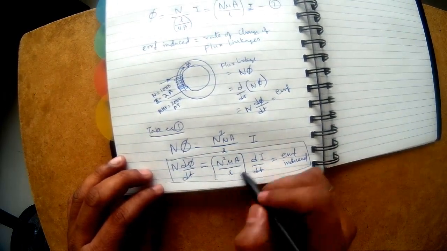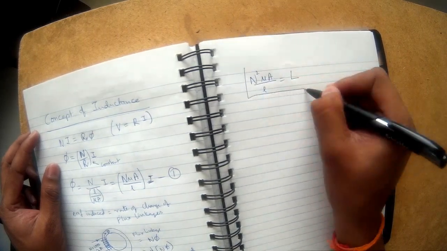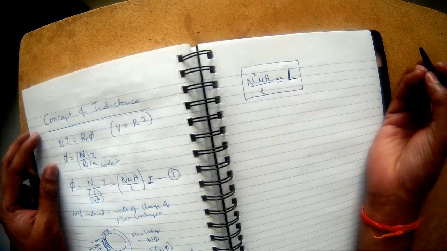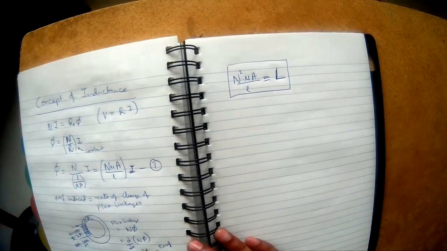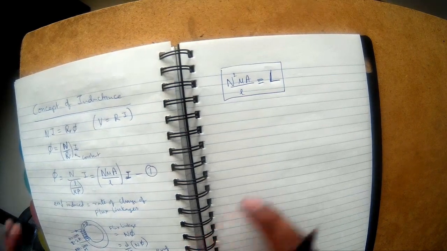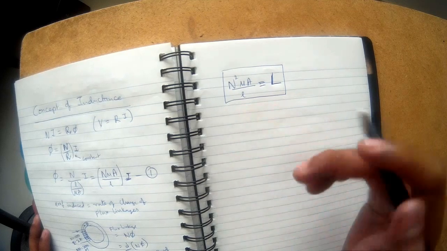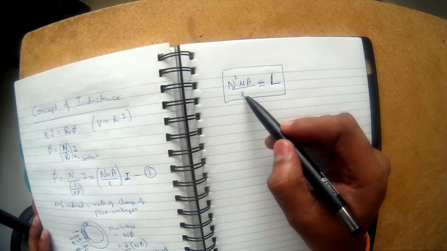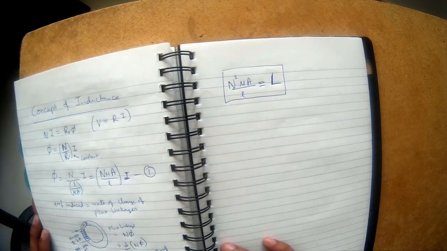Now this quantity N square mu A by L, which is constant, is denoted with the letter L, which is called the inductance of the winding. We will see more about the importance of this inductance and how it behaves in further videos. Here I just wanted to bring out the mathematical derivation of the value of L. So if you know the number of turns, if you know the mu, that is mu naught and mu r, and if you know the area and length of a given coil, you can find out the inductance of the coil.